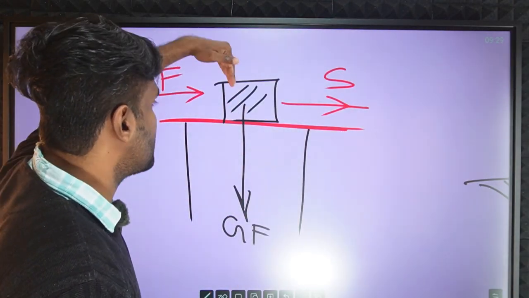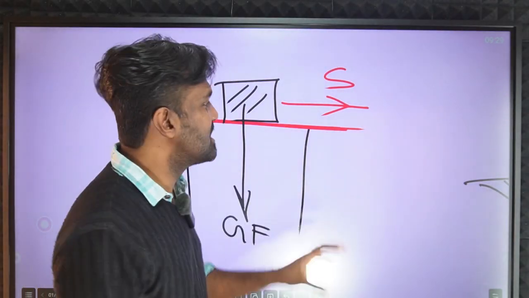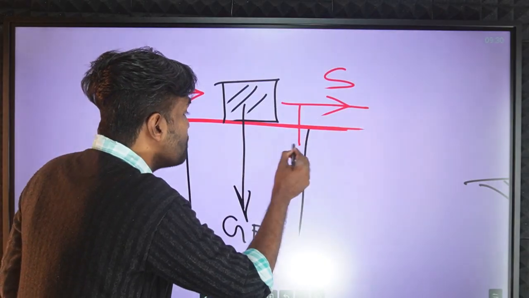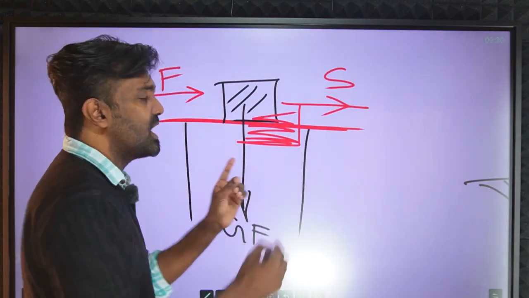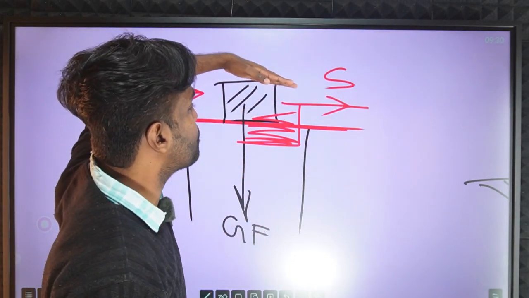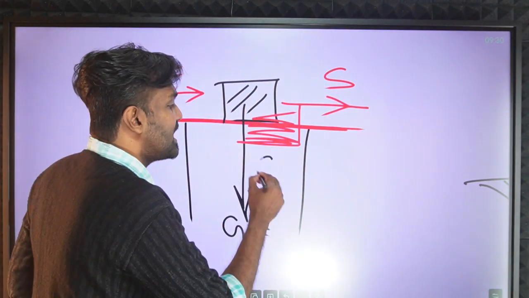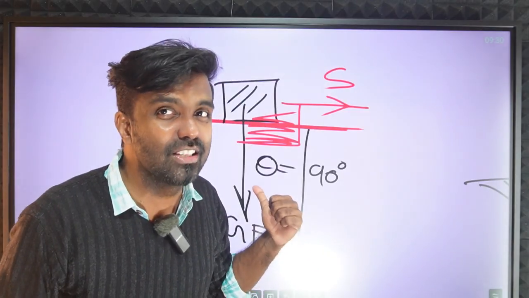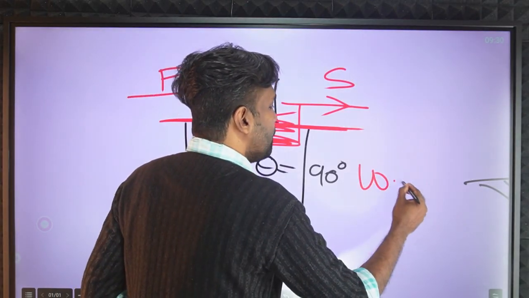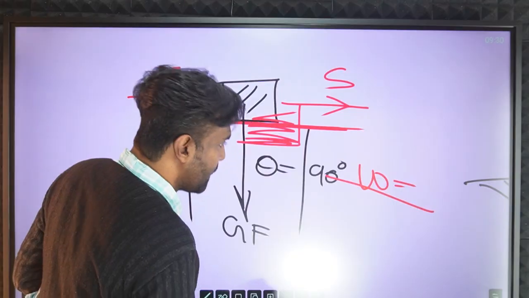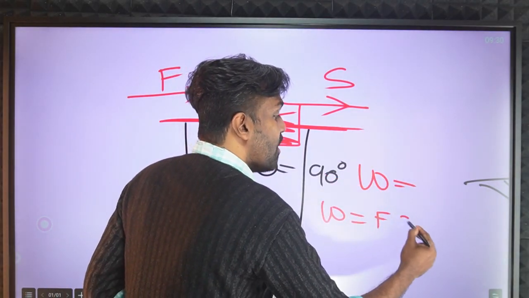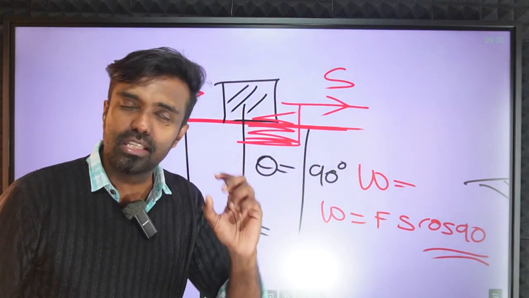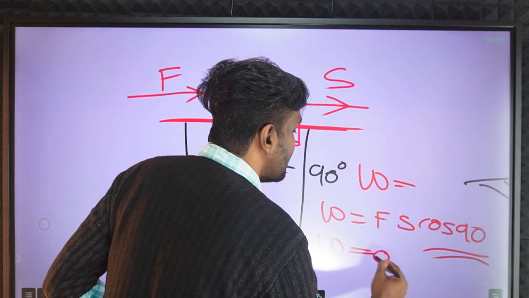The gravitational force acts in the downward direction, but the body is displaced like this. What is the angle between the displacement and the gravitational force? Just look here: the angle between displacement and gravitational force is 90 degrees. If the angle is 90 degrees, then work done W equals F s cos 90, and the value of cos 90 is 0. So the work done will be 0.